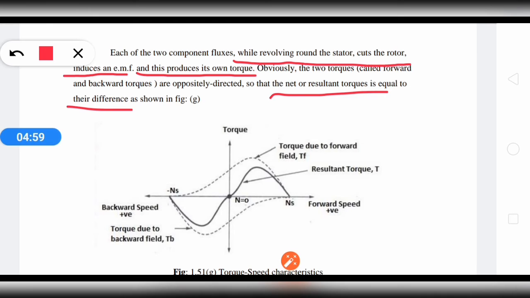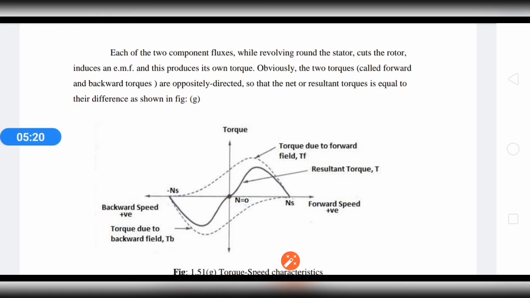The torque speed characteristic is shown here. This is for forward torque, this is for backward torque. The speed varies from 0 to synchronous speed. Forward torque varies like this, backward torque varies like this.